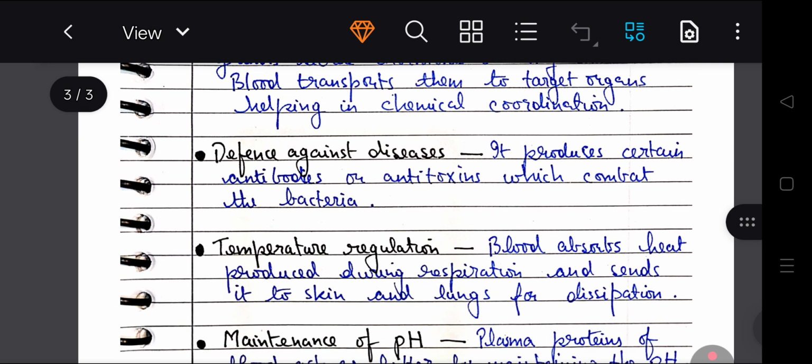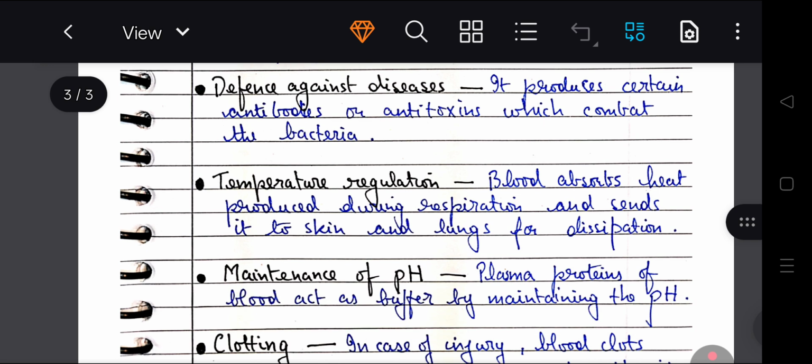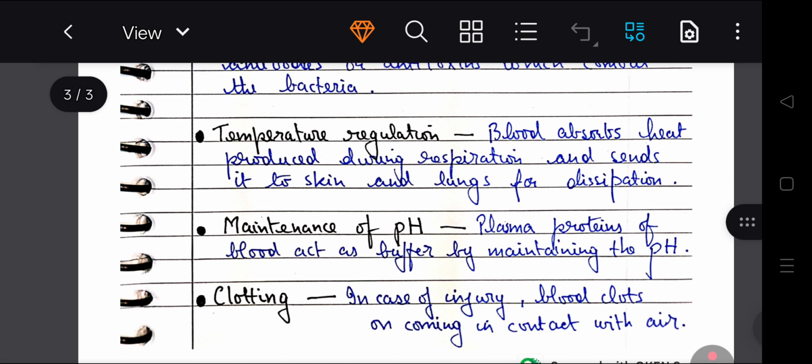Defense against diseases. It produces certain antibodies or antitoxins which combat the bacteria. White blood cells also engulf certain bacteria and they help to stay away from diseases. Temperature regulation. Blood absorbs heat produced during respiration and sends it to skin and lungs for dissipation. Maintenance of pH. Plasma proteins of the blood act as buffer by maintaining the pH.